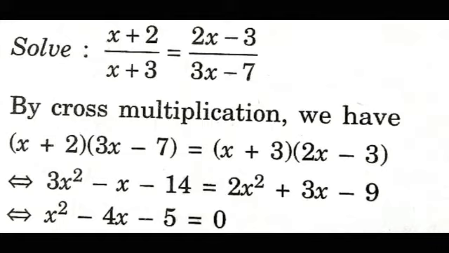After the cross multiplication, we have arrived at this step, and after we multiply those terms, we get 3x square minus x minus 14 is equal to 2x square plus 3x minus 9. After transposing everything to one side, we have arrived at x square minus 4x minus 5 equal to 0. So when you are looking at the question, we should not say it is quadratic. After we have solved, we arrive at x square minus 4x minus 5 equal to 0. So the given equation also is a quadratic equation.